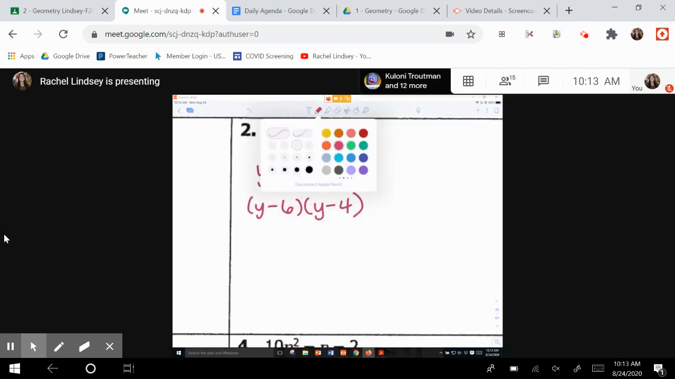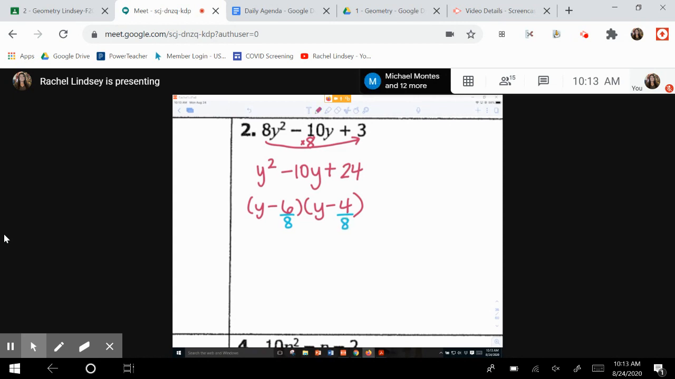Then I need to go back, divide them by what? 8. What's 6 over 8 reduced to? 3/4. And 4 over 8? 1/2. And then what do I need to do with the 4 and with the 2? Slide them back in front. So I have 4y minus 3 times 2y minus 1.